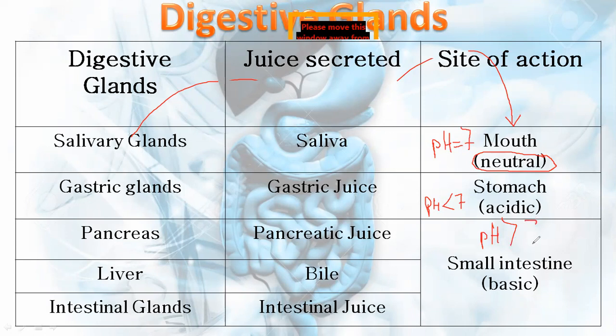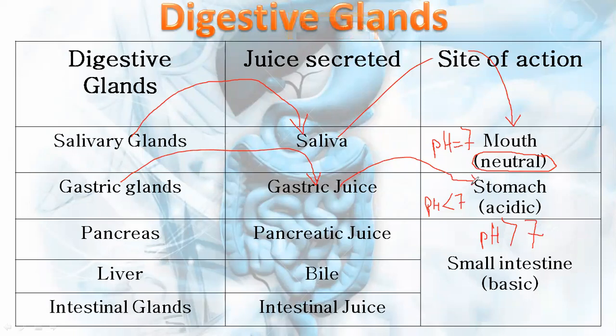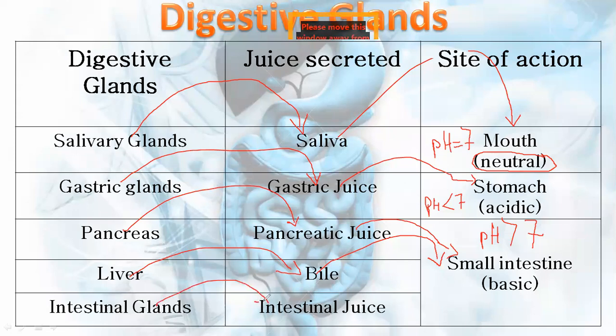So here, you have to know this. The gastric glands secrete gastric juice, where the stomach is the site of action, and the pH is less than 7. In the small intestine, the medium is basic, where the pH is greater than 7. So the pancreas, what does it secrete? The pancreas secretes pancreatic juice in the small intestine, where the medium is basic. The liver secretes bile, also in the small intestine. The intestinal glands, what do they secrete? They secrete intestinal juice in the small intestine, where the medium is basic.